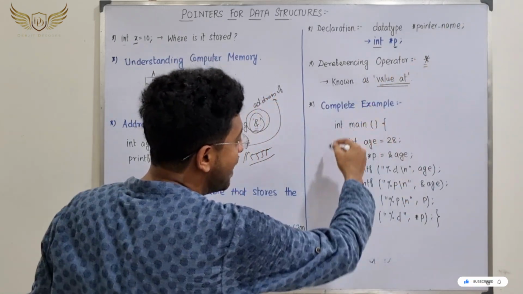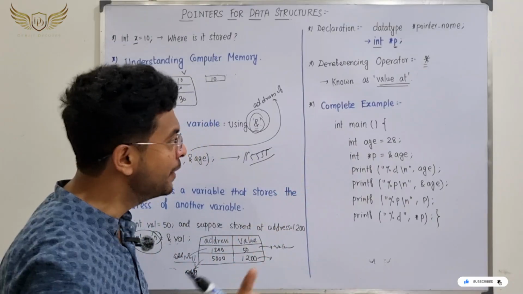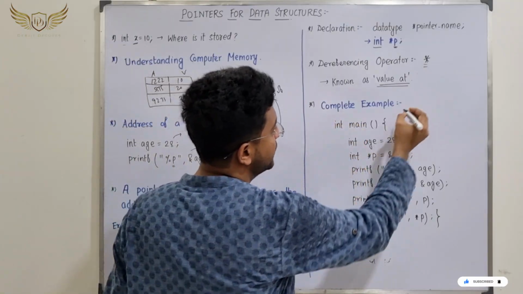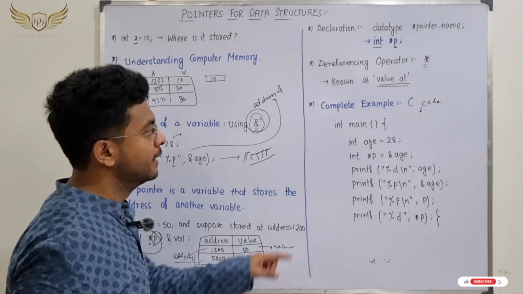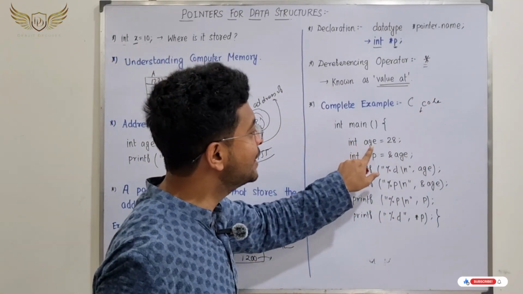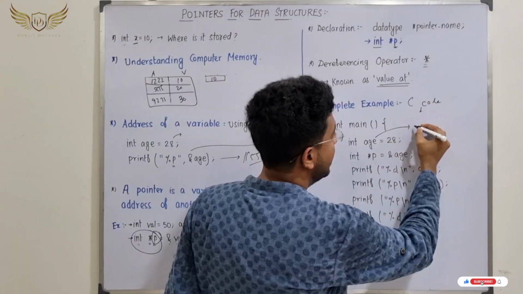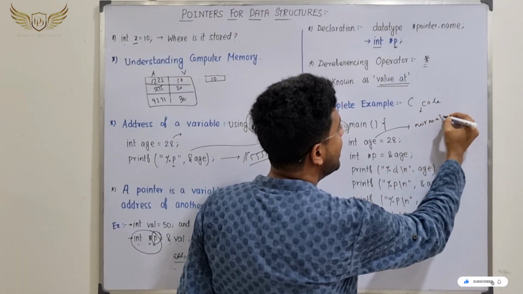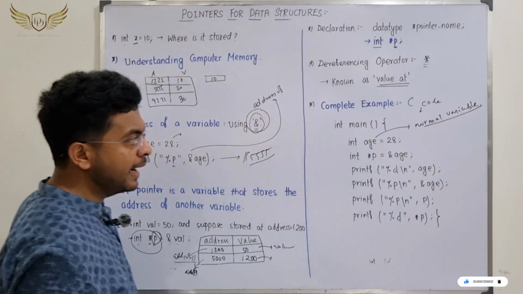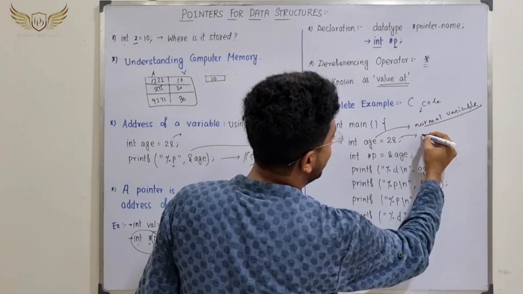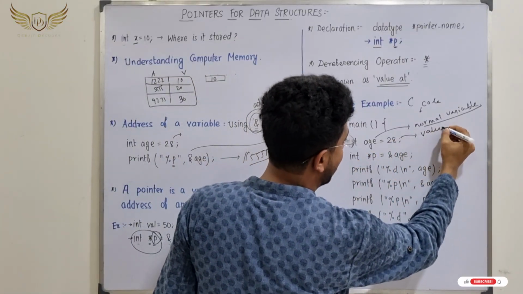Now we will see this example and everything will be crystal clear. I am coming one by one. Suppose there is a piece of C code. Now see what you have written. Int main, int age equals 20. So age is what? Age is a normal variable, right? Which is having the value 28. What is 28? It is a normal value.